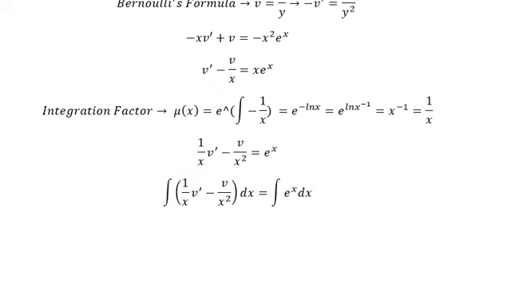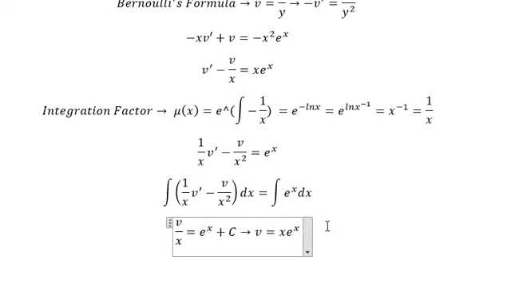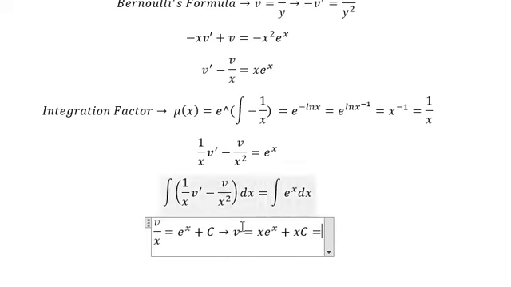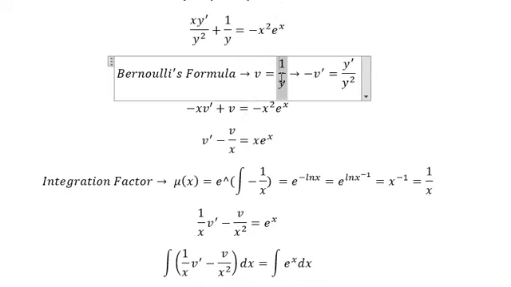So this one we get v over s. On the right, you get e to the power of s plus c. Later, we multiply both sides by s. About v, that's it about this one.